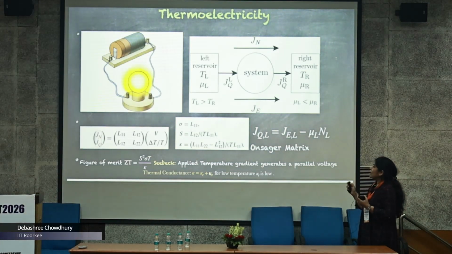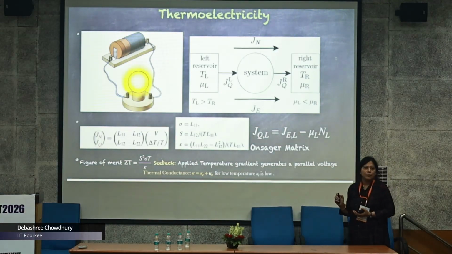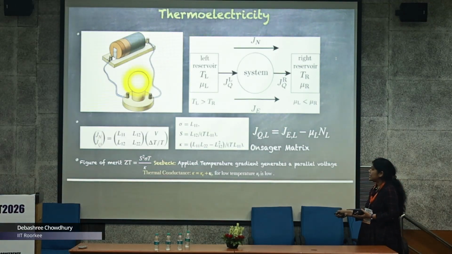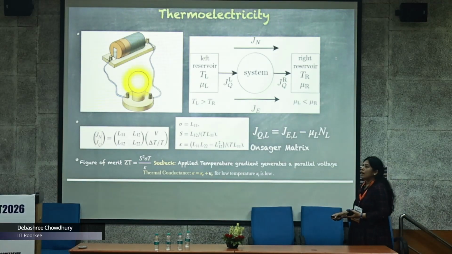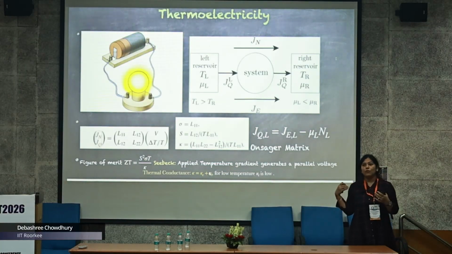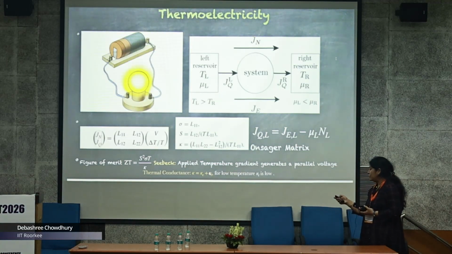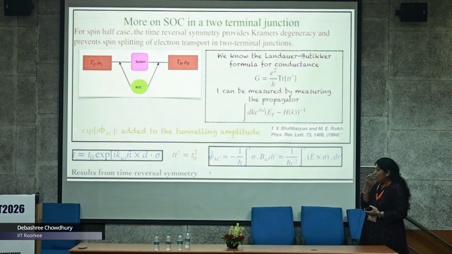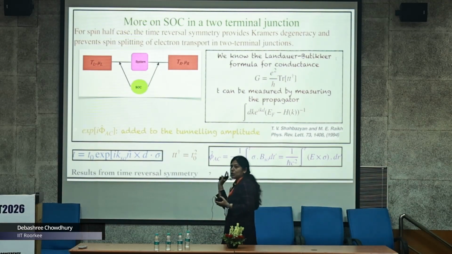So the important thing or the takeaway message from this slide is we have these relations for the electrical conductivity, the thermal conductivity and the Seebeck coefficient. And you can define some figure of merit with these conductivities, and this figure of merit determines whether your system is a very good thermoelectric material or not, when you can increase the value of the figure of merit. So let me also discuss a few things about the two-terminal junction.